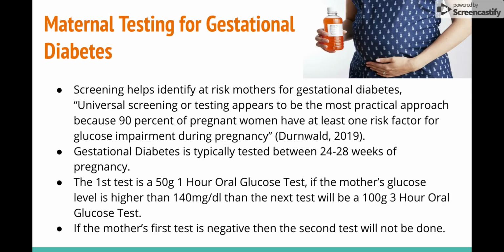So maternal testing is a test between 24 and 28 weeks, depending on your doctor and your visits. The first test is a 50-gram 1 hour oral glucose test. The mother will drink a certain drink, as displayed in the picture, and then have her sugar tested an hour afterward. If their glucose is over 140, then they are obligated to take the 100-gram 3 hour test. However, if the mom, let's say, has a blood sugar of 100, she is fine, she tested negative, so the second test will not be necessary.